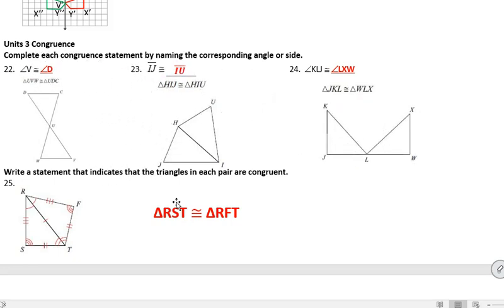Number 25 says write a statement that indicates that the triangles in each pair are congruent. So I'm going to go from 1 arc to 2 arcs to 3 arcs. Let's just do it in the order it's in. So it's R, S, T, right? We've got R up here, 1 arc, 3 arcs, 2 arcs. So we're going to go 1 arc, 3 arcs, 2 arcs. Just move in the same direction around these triangles when we're trying to write congruent statements. Don't forget that.